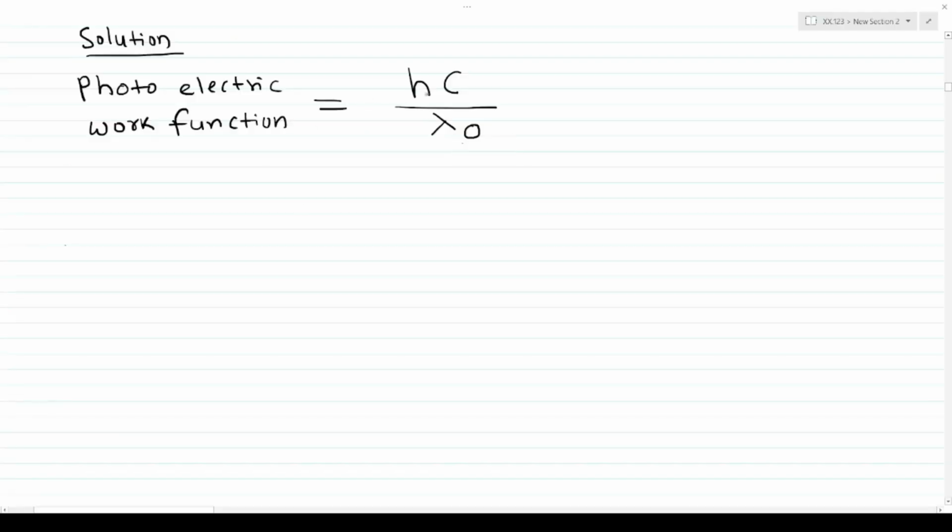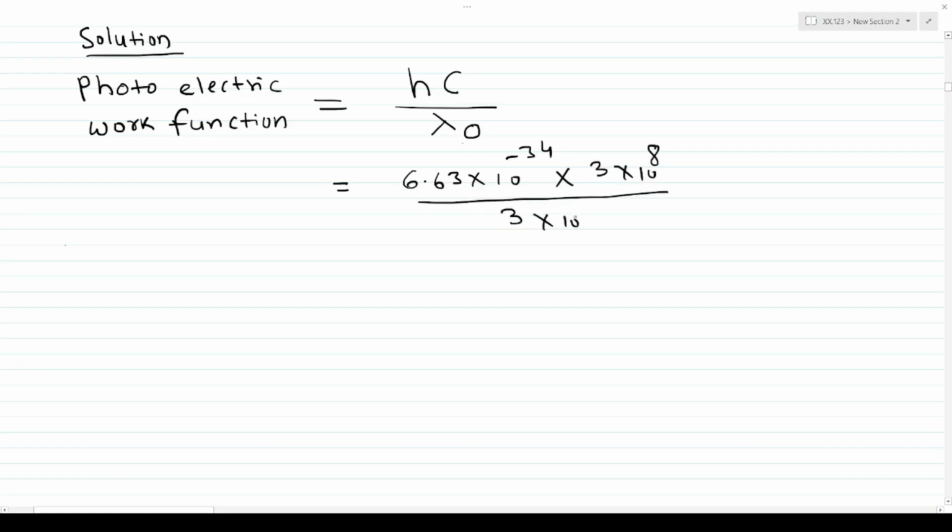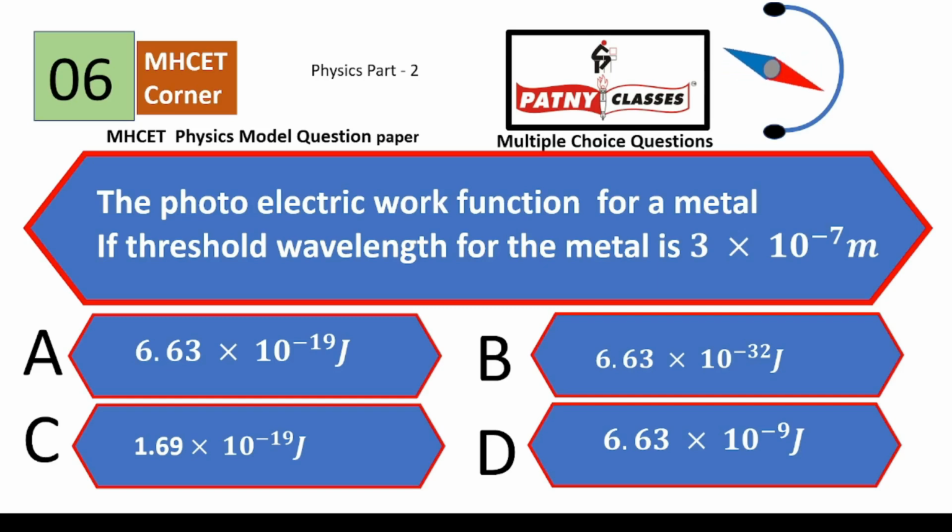Photoelectric work function equals hc upon lambda naught, where h is Planck constant and c is the velocity of light. That is equal to 6.63 into 10 raised to minus 34, and velocity of light 3 into 10 raised to 8 meter per second, and lambda naught is given 3 into 10 raised to minus 7, which on simplification gives 6.63 into 10 raised to minus 19 joules. Therefore, the correct option is option A, that is 6.63 into 10 raised to minus 19 joules.